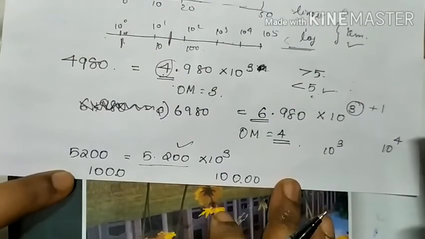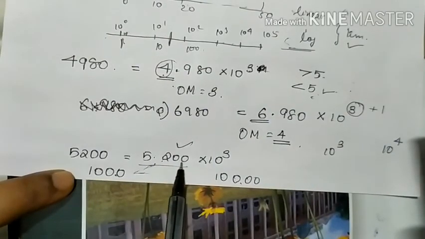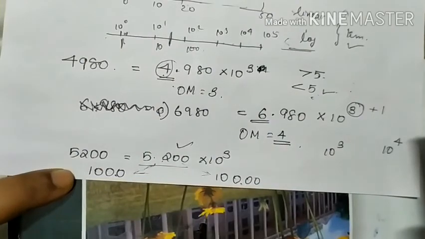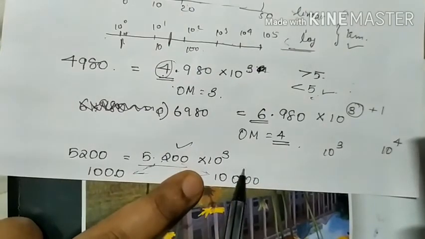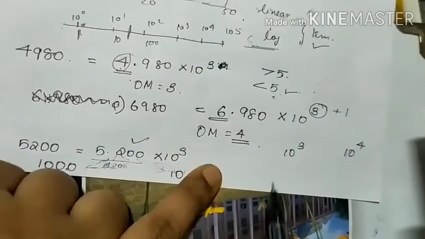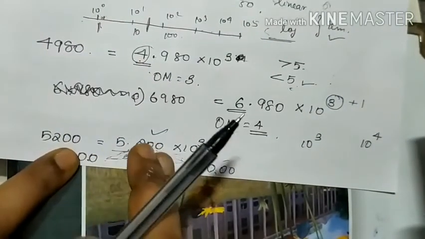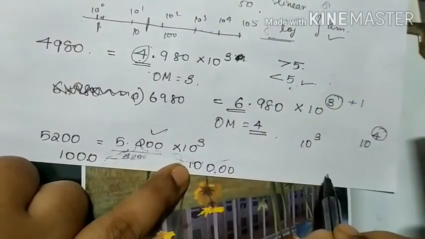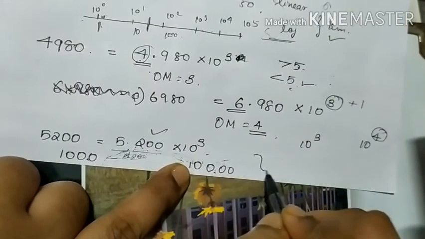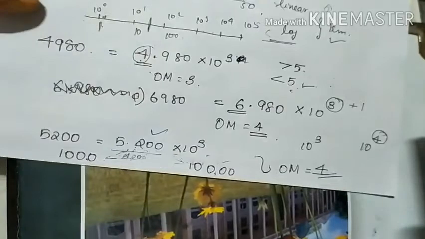Now let me ask you another question. 5200, whether it is close to this value or close to this value. Any person can say 5200 is close to this value, right? If it was 5000, it is exactly between 1000 and 10,000. 5200 is closer to 10,000. So which order am I supposed to take? This order. That means the answer, that is the order of magnitude, is 4. Clear? Let's take some more examples.